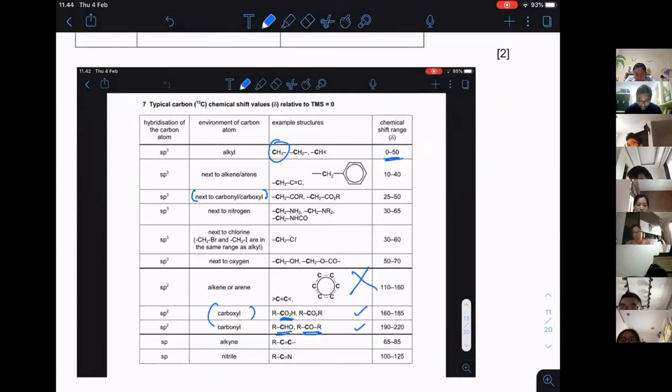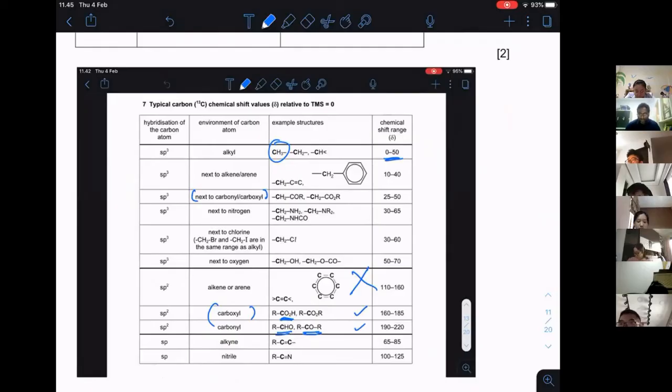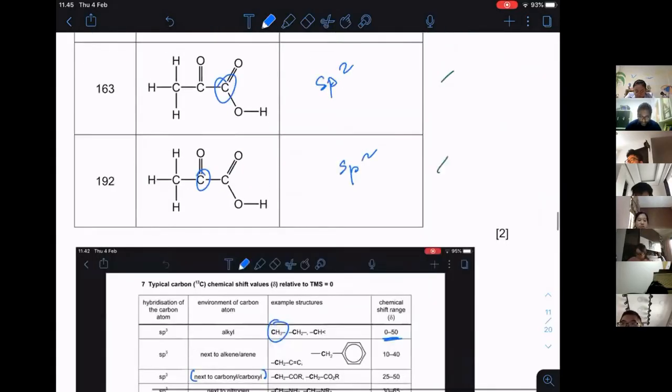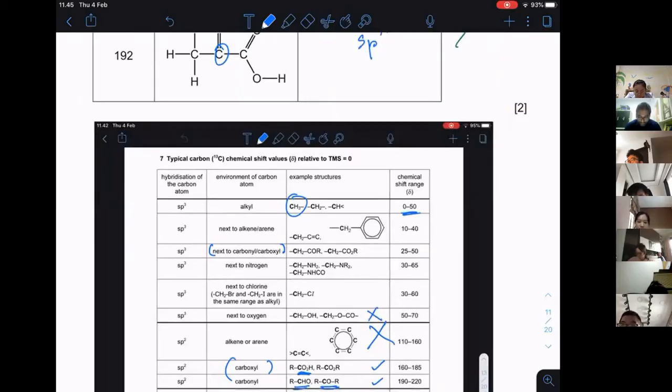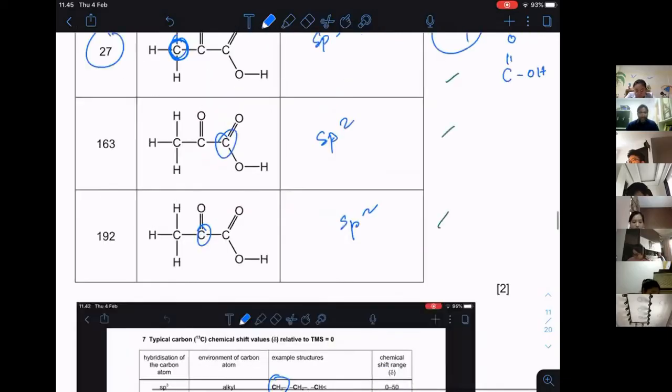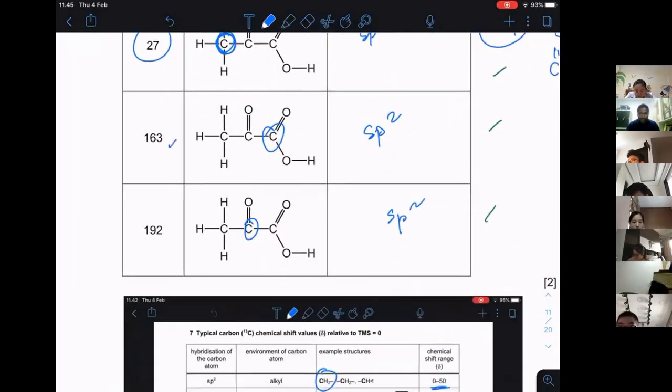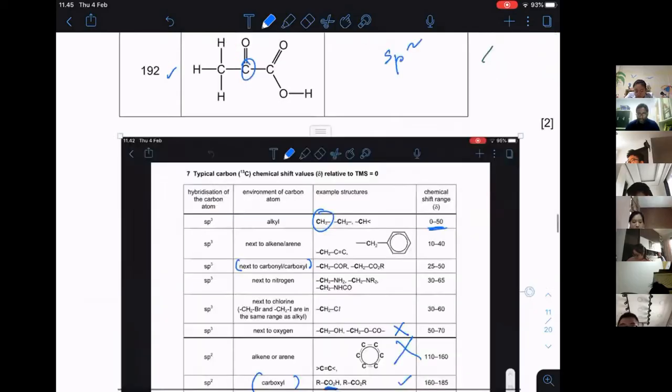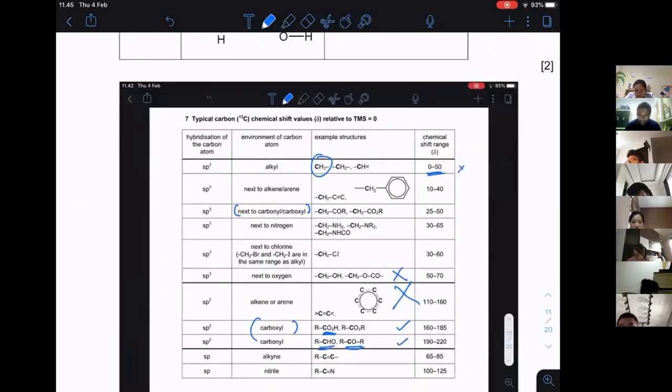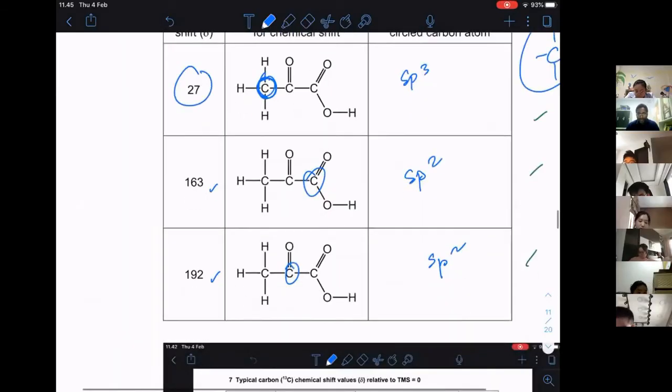Okay, next to oxygen, this is going to be the carbon next to alcohol, directly next to oxygen. There is no alcohol, no direct oxygen, so no. This one, okay, so basically I'm looking at the C double bond O and then R, C next to carbonyl. So let's actually see. If you're looking at the numbers 163 and 192, I'm not referring to all these numbers. So I have eliminated most of it, 163 to 192.